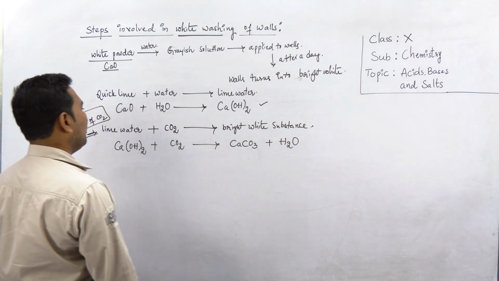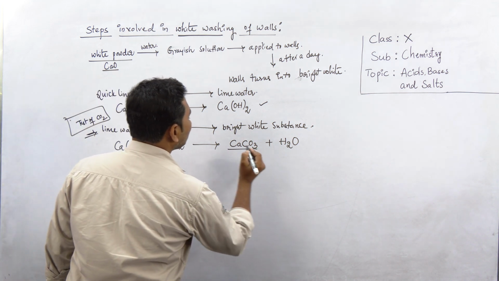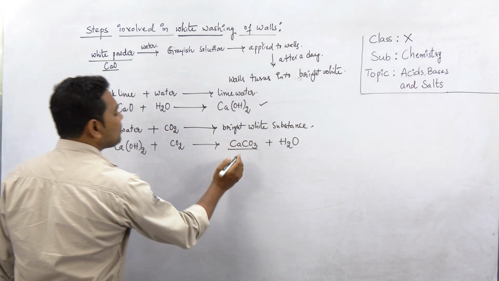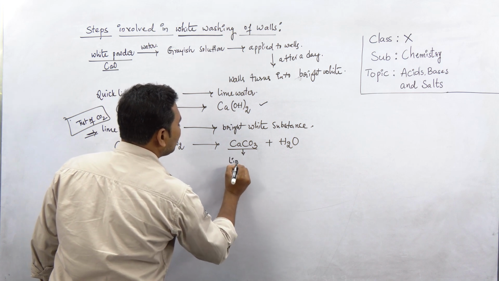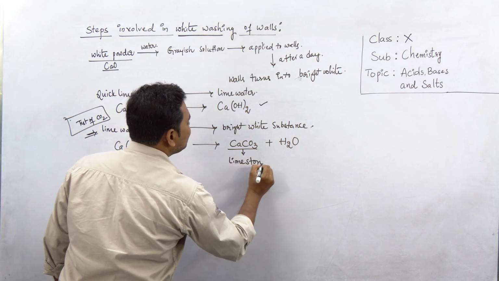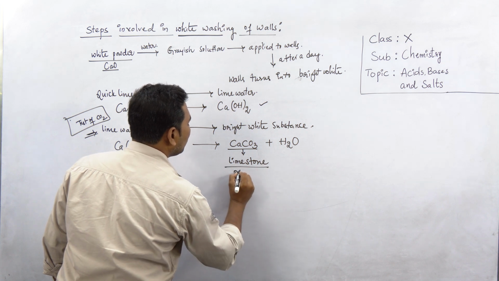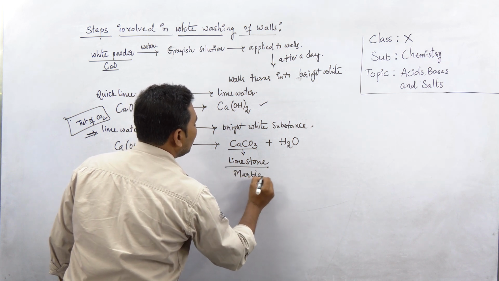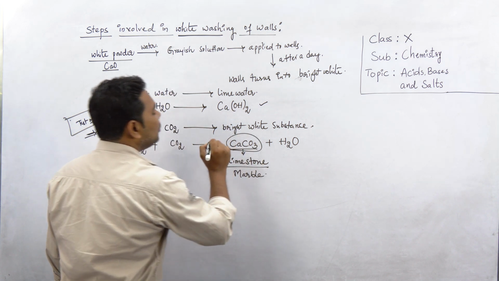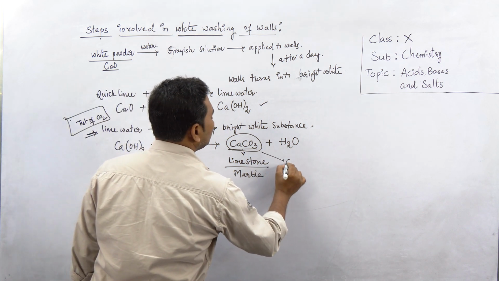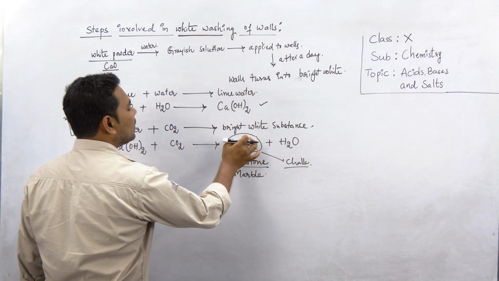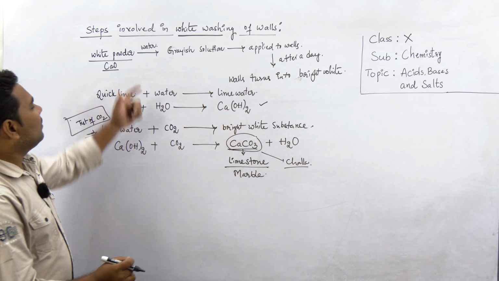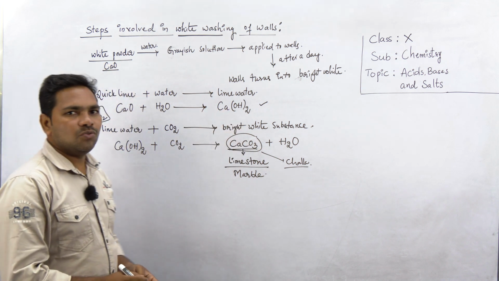Now, this calcium carbonate that is produced is also called limestone. It is also called marble. This is the material generally used to make chalk. Chalk is generally made of this CaCO3, calcium carbonate. So these are the various steps involved in whitewashing walls.